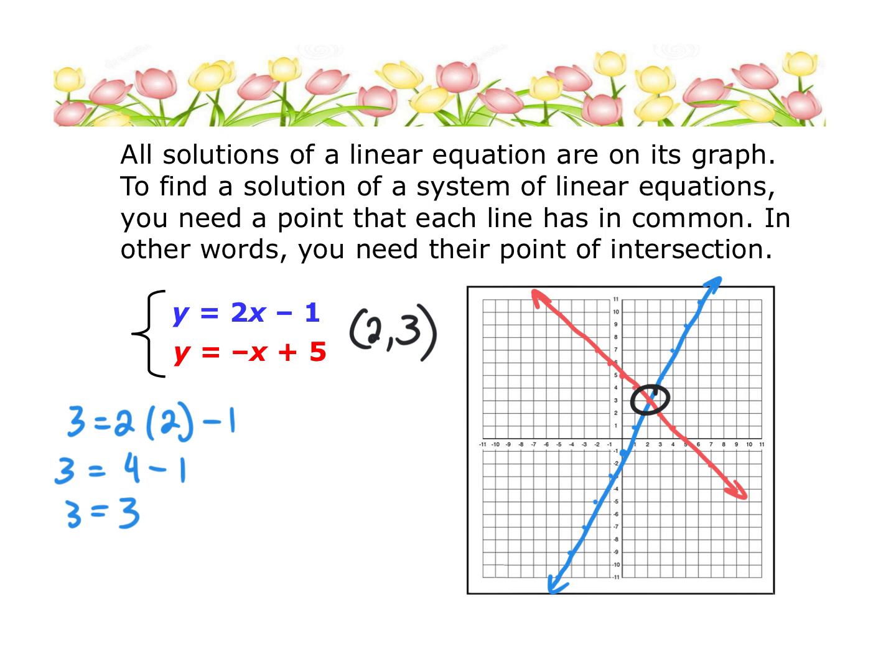And then I do the same thing for the red. 3 equals negative, and then 2 plus 5. Negative 2 plus 5 is 3. So 3 equals 3. So you guys know you chose the right point.